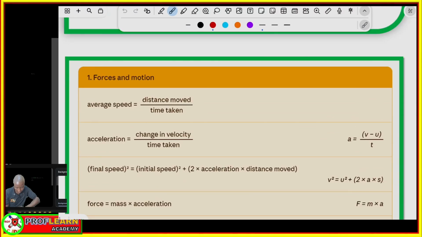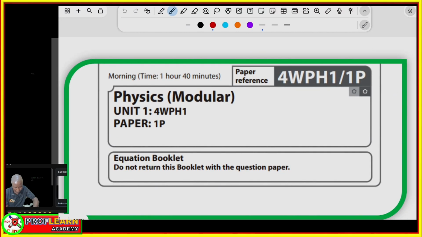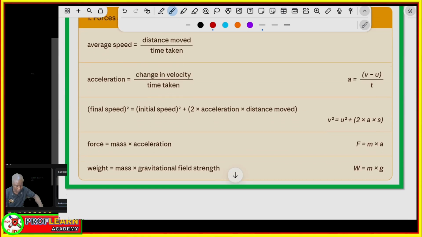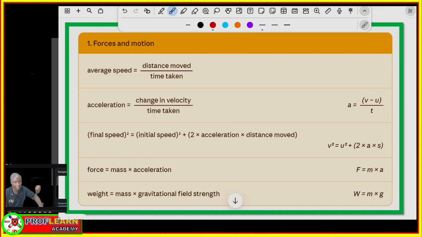So in this, we are going to look at modular physics, and we shall focus on the first topic, whereby we shall look at forces and motion. Under forces and motion, a few things that you need to understand is a concept to do with average speed, how to work out average speed. And at that point, you need to understand that average speed is distance covered divided by the total time taken.